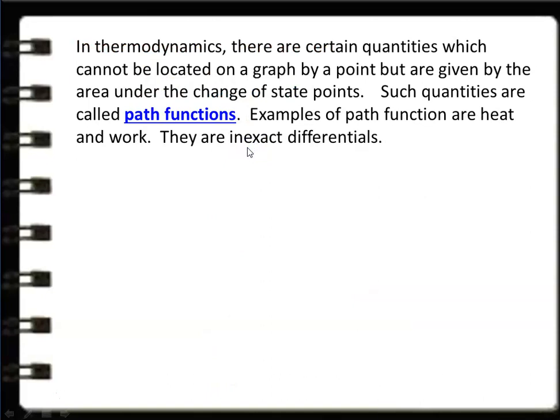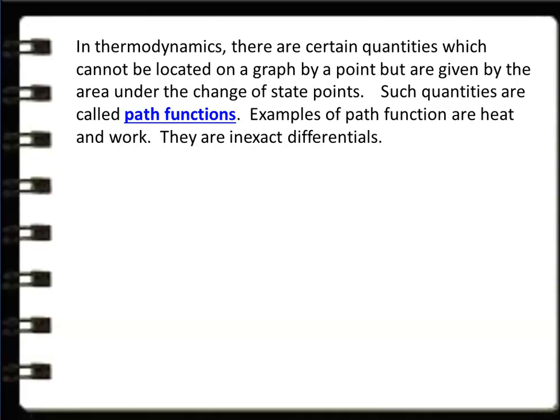And there are certain other quantities in thermodynamics which are not on the point, but depend on the path. So in thermodynamics, there are certain quantities which cannot be located on a graph by a point, but are given by the area under the change of the state points. Such quantities are called path functions. The examples of path functions are heat and work. They are inexact differentials. So point functions are exact differentials. Path functions are inexact differentials.